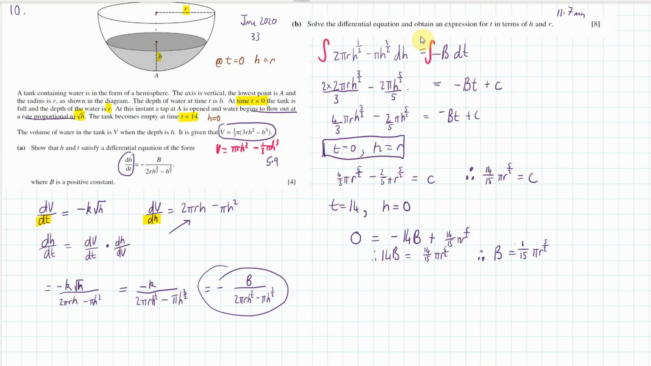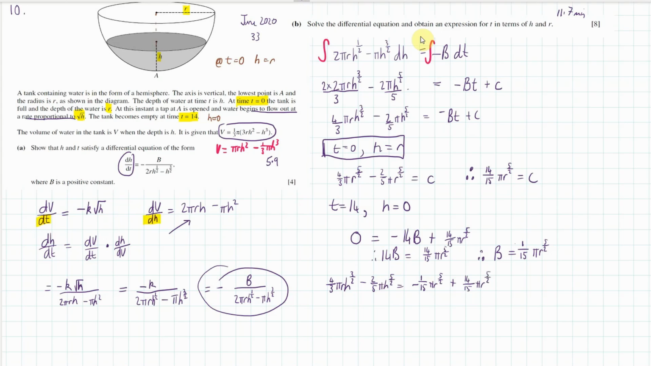Now, at this point, we can now write out our formula. So, we have this. 4/3 pi r h to the power of 3 over 2, subtract 2/5 pi h to the 5 over 2 equals, what did we say b was? Minus 1/15 pi r to the 5 over 2 plus what we said c was, which is 14 over 15 pi r to the power of 5 over 2.